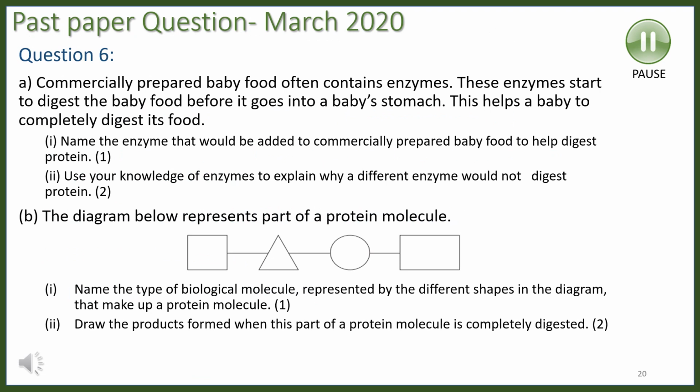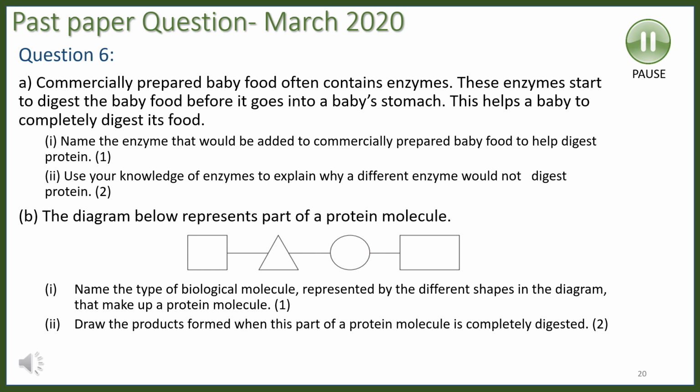And the final question in the section that you have to do comes from March 2020, and I think it was the second question in the paper. It's question 6 here because there was 5 on the page before. So it says commercially prepared baby food often contains enzymes, and these enzymes start to digest the baby's food before it gets to the baby's stomach, and this helps the baby completely digest its food. So name the enzyme that would be added to commercially prepared baby food to help digest protein. Use your knowledge of enzymes to explain why a different enzyme would not digest protein.